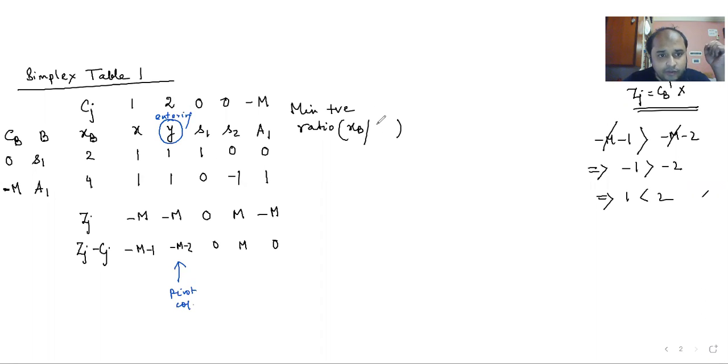And we have to divide the values of XB by the pivot column. So we are going to write 2 by 1, that is 2, and 4 by 1, that is 4. And the minimum positive ratio is 2. Therefore, the variable which will be departing is S1. S1 will depart from the system. And the pivot number is the intersection point of this pivot column and this pivot row, and therefore it would be this one. This is the pivot number.